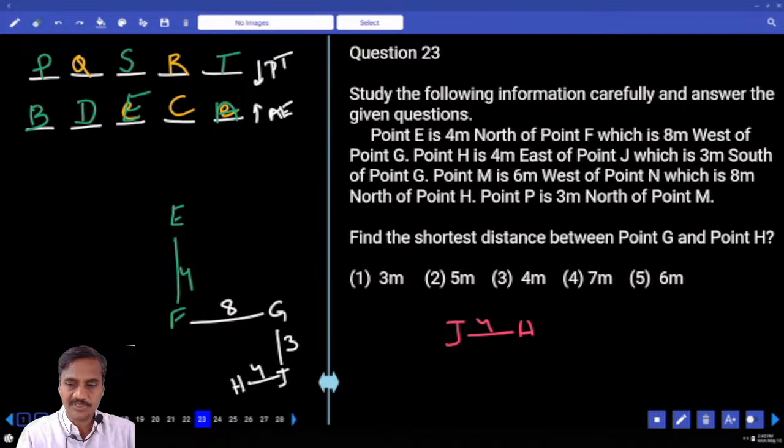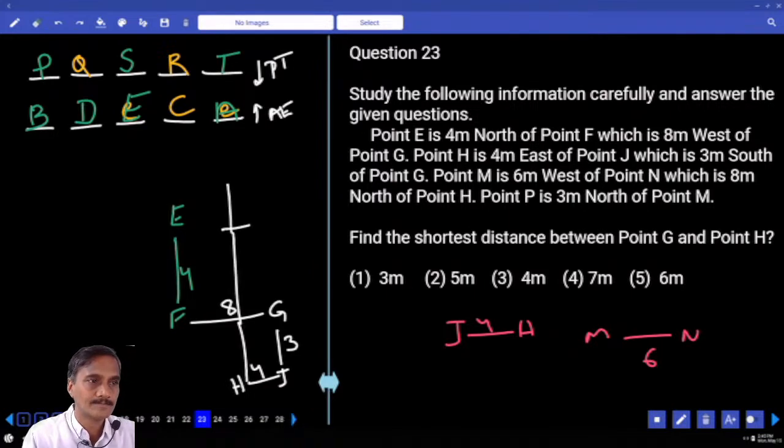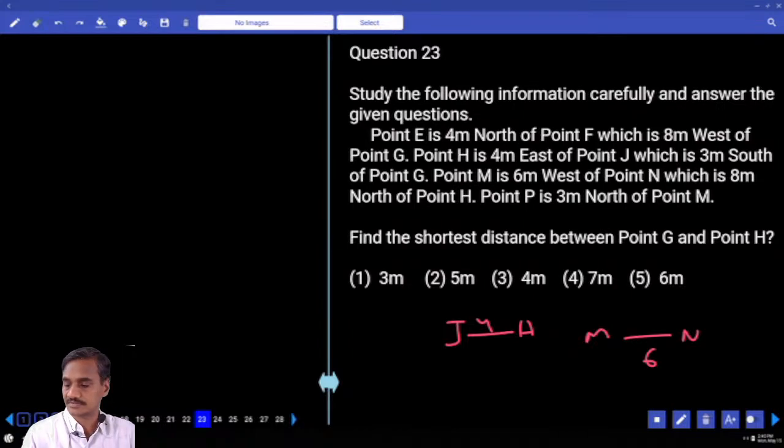Isn't it? M is 6 meters to the west of N. M and N, there must be exactly 6. N is 8 meters to the north of H, 3 plus 4, and M is how many meters? Now this is 3 and this is 4, 7 plus 1 more. And H is east of J, that is given, isn't it?